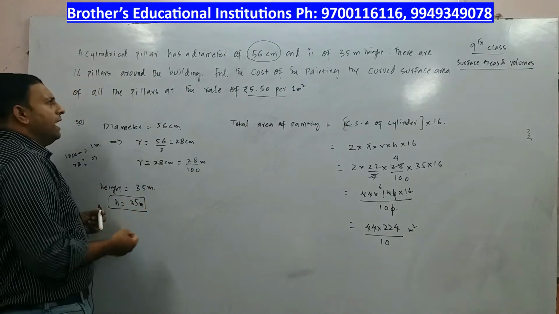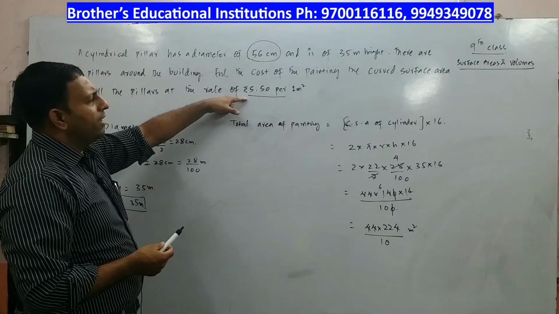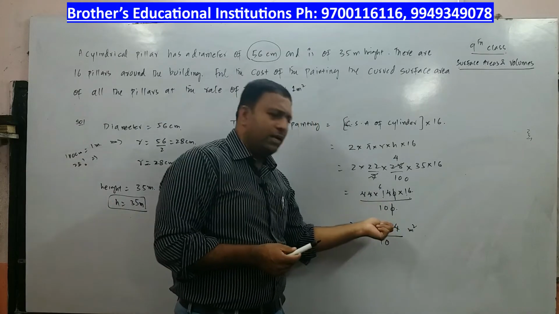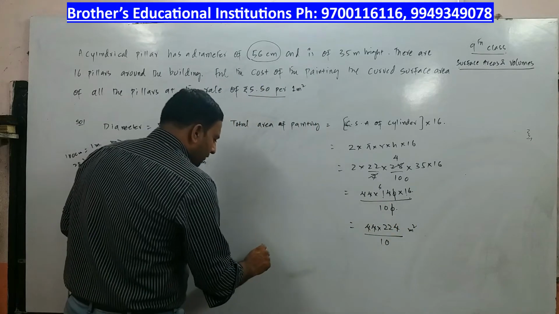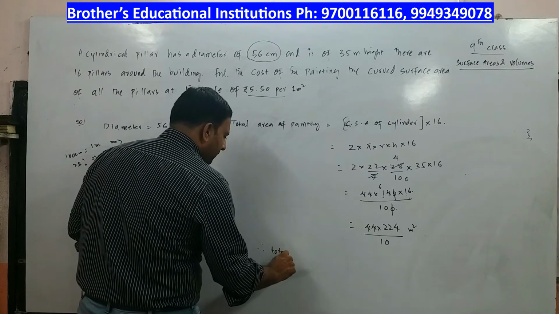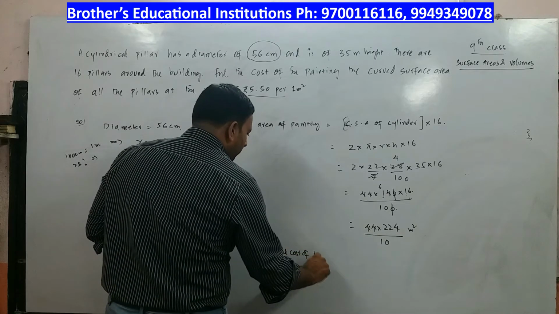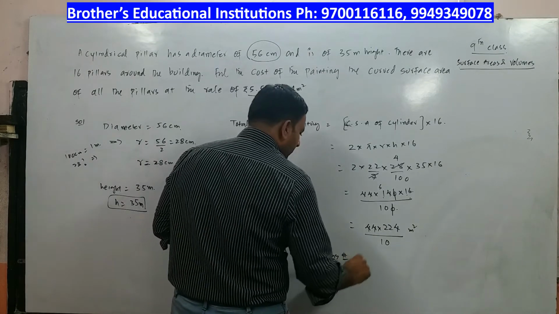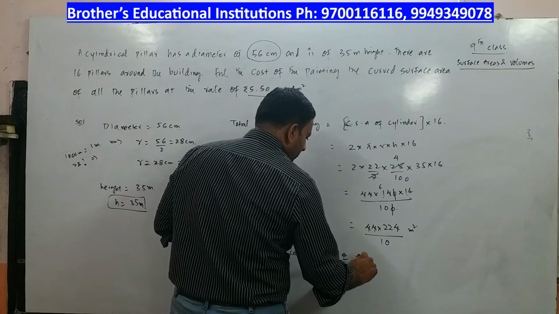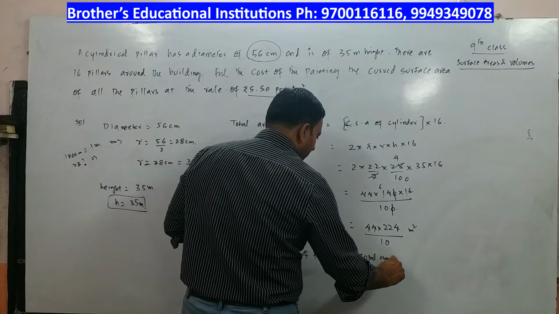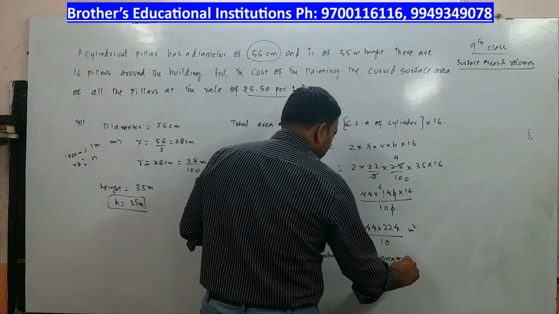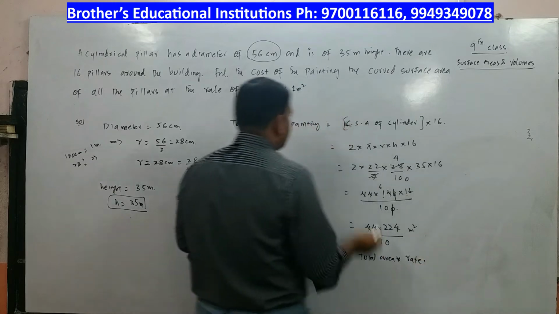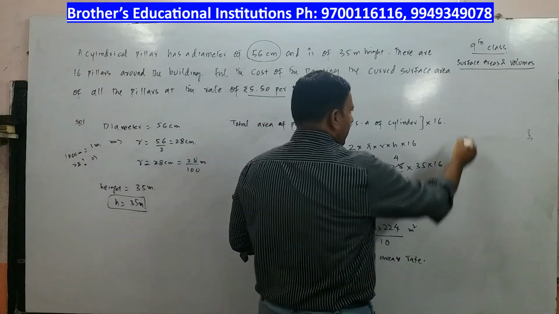Now what is the rate at which you are painting? 5.50. For 1 square meter it is 5 rupees 50 paisa. For so many square meters it is how much? So therefore total cost of painting is equal to total area into rate. Right? Now what is the rate? 5.5. So the total area I will calculate.